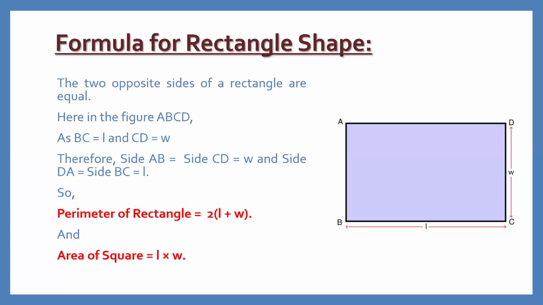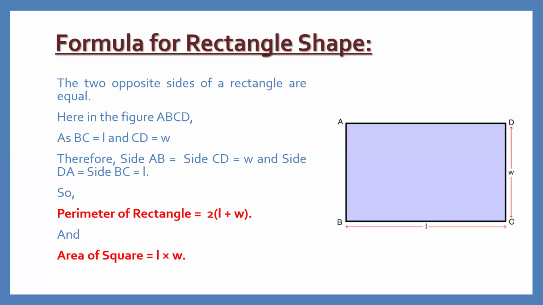Then comes the formula for the rectangle shape. Two opposite sides of a rectangle are equal. Here in the figure ABCD, BC is equal to L and CD is equal to W as shown in the figure. We know that AB is equal to CD, as opposite sides are equal, therefore both values will be equal. It means side AB is equal to side CD is equal to W.